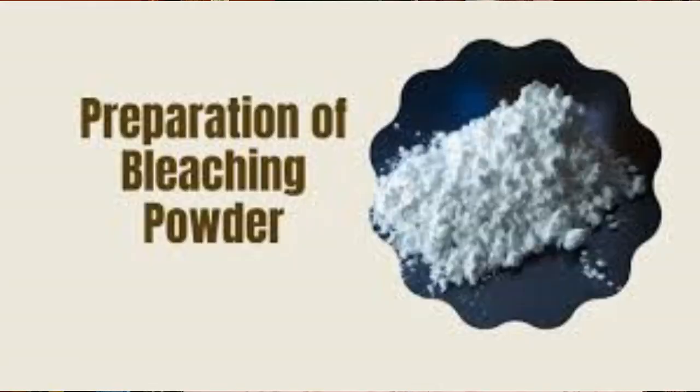And next point is, what is bleaching powder also called? Calcium hypochlorite. Calcium hypochlorite is a chemical compound that has the formula Ca(OCl)2. It is commonly referred to as bleaching powder or calcium oxychloride. And next point is, what is the pH of bleaching powder? pH 11 to 13.